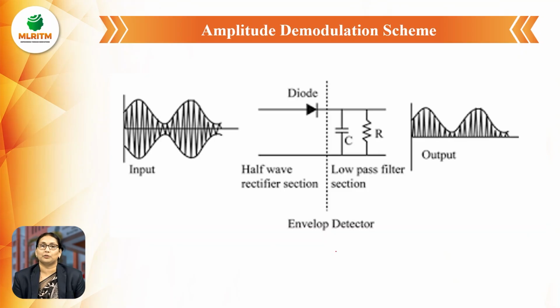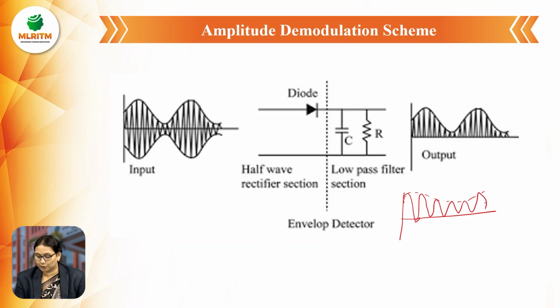In demodulation of amplitude modulated waves, we use an envelope detector. This envelope detector is a diode circuit with a capacitor and a resistor. If you see, the first part acts as a half wave rectifier, the second part acts as a low pass filter. When the amplitude modulated signal is given to the diode, for the positive peak, the capacitor charges. Suppose this is the amplitude modulated wave.